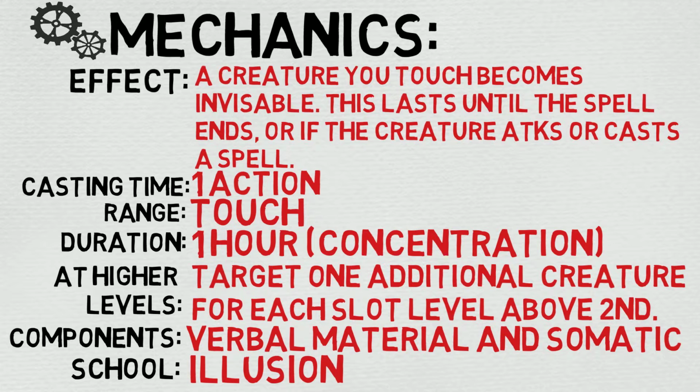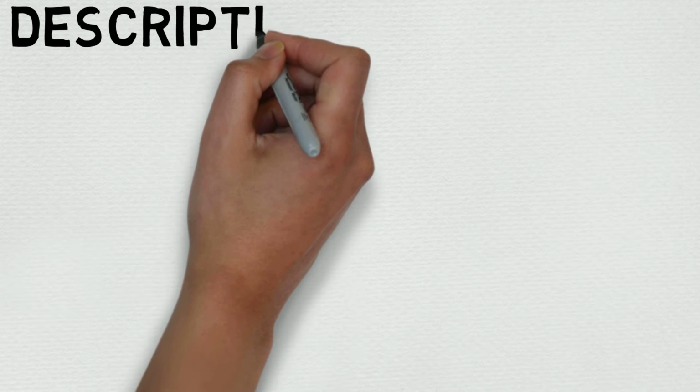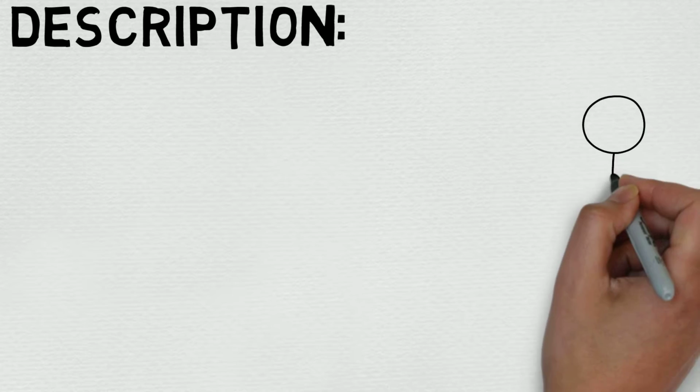The components are verbal, material, and somatic. If you're curious about that material component, it is an eyelash encased in gum arabic, which is essentially hardened tree sap, just so you guys know. And the school is unsurprisingly illusion. Now let's take a look at the spell's full description and actually break down the status effect for invisibility.